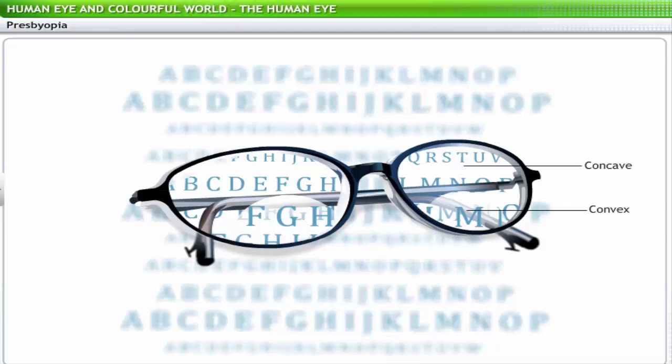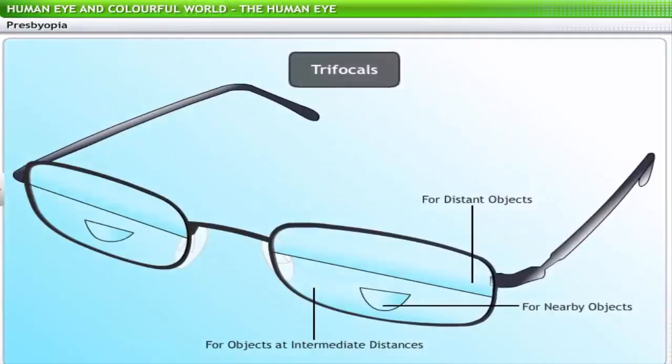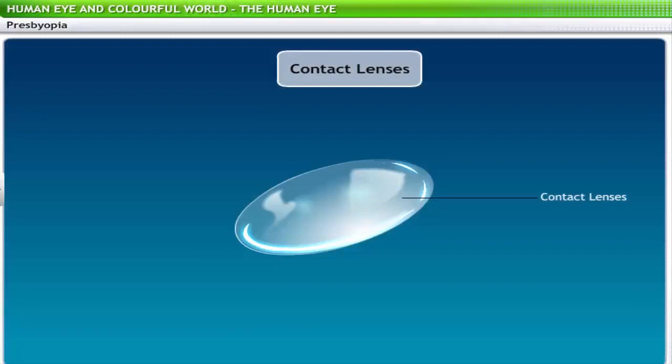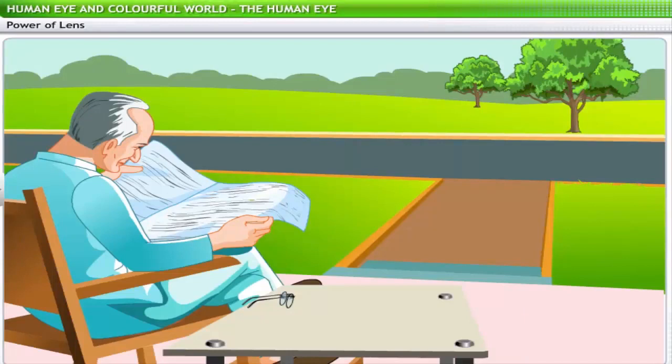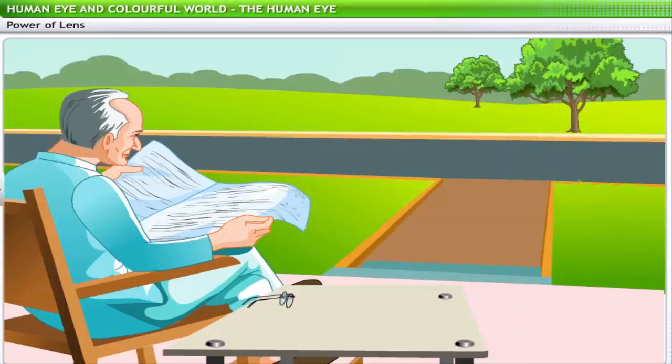In a bifocal lens, the upper part is a concave lens to correct myopia, and the lower part is a convex lens to correct hypermetropia. Other corrective measures for presbyopia include reading glasses, trifocals, or contact lenses. The corrective measures are chosen depending on whether any other eye defects are observed. As we mentioned earlier, defects of vision can be corrected using proper converging or diverging lens or a bifocal.